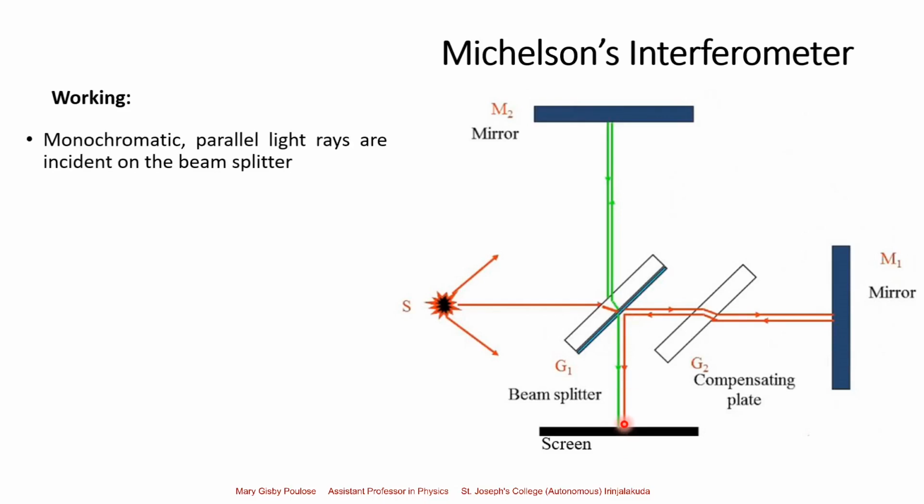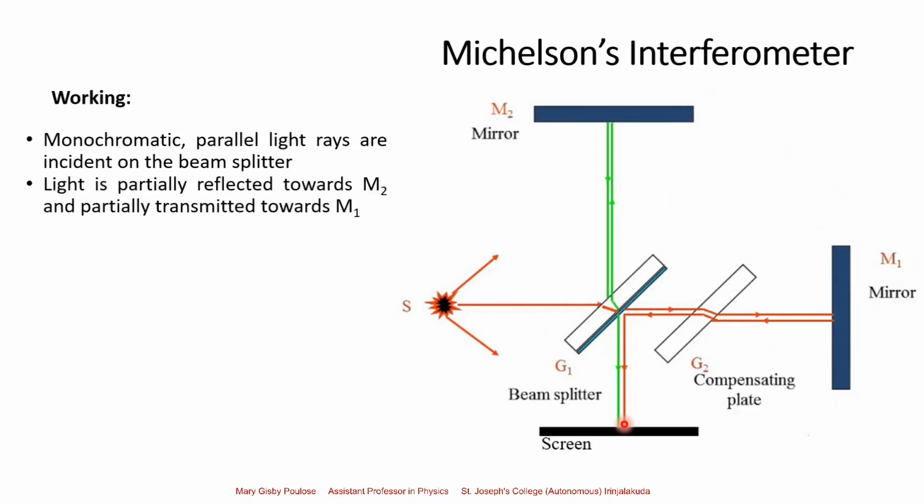Here, monochromatic parallel light rays are incident on the beam splitter. Light is partially reflected towards the mirror M2 and partially transmitted towards the mirror M1. Since we have two beams, one of the beams will always be taken as the reference beam and the other as the object beam. The reference beam will be kept stationary, whereas any changes or measurements are done in the object beam.